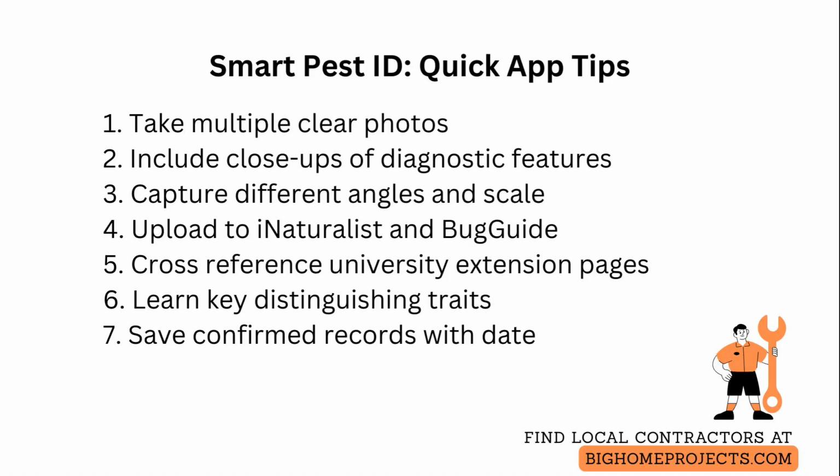Save records of confirmed identifications with date and location so you build a reference collection for recurring issues on your property. When an app gives ambiguous matches, seek a formal opinion from your county extension by sending the best images and notes on behavior and habitat.